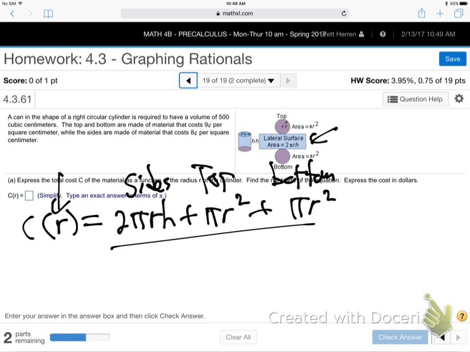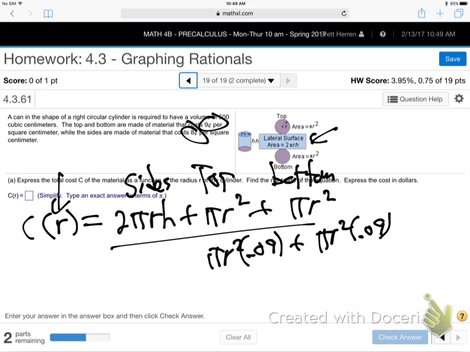Oh, and you got to do the money. 9 cents per square centimeter for the top and the bottom. So this has got to be pi r squared times 0.09. And this has got to be pi r squared times 0.09. And it's 8 cents for the sides. So 2 pi r h times 8 cents for each square centimeter of that. And then we need some other formula. What is it? Oh, I've written over the top. There it is. The volume is 500.